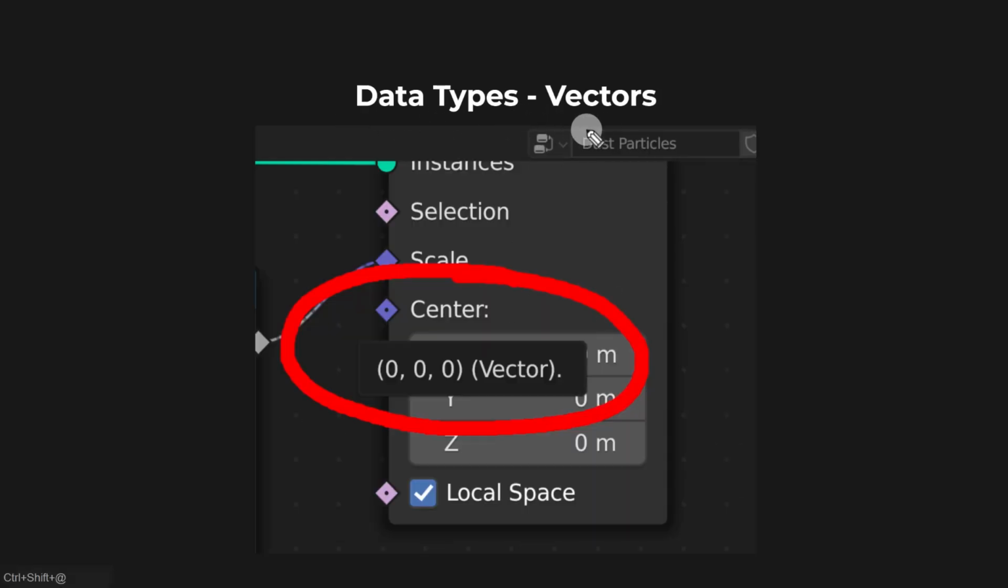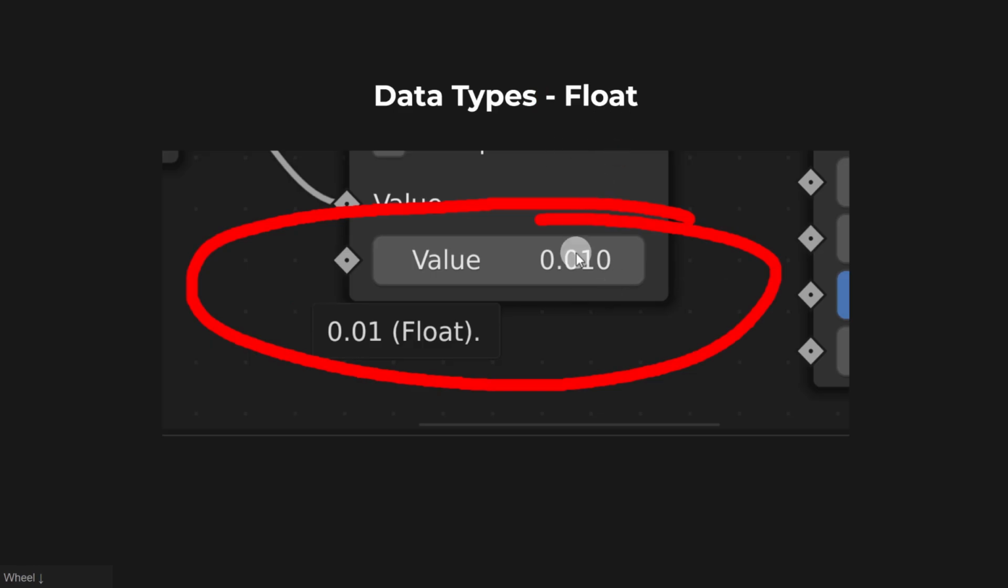Next up, we have our data types of vector. So we've worked with vectors a little bit. Vectors are going to have 3 different values associated to one data type. So X, Y, Z for location, rotation. Those are the most obvious vector data types. Next up, we have float. Now, a float is just a value, but what makes it special is it has a decimal point. So in this case, we have 0.01. That is a float data type.